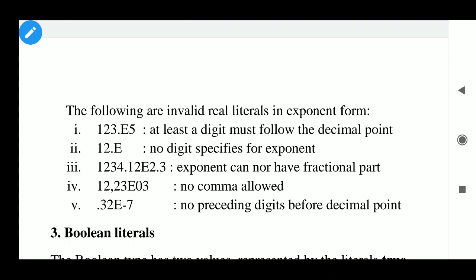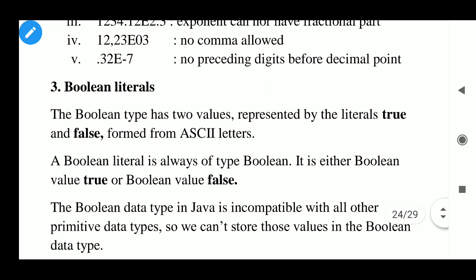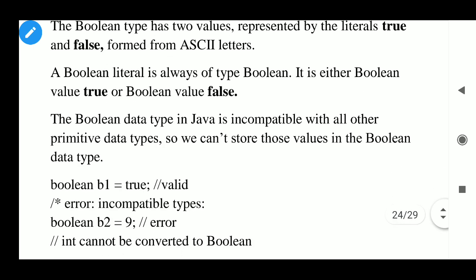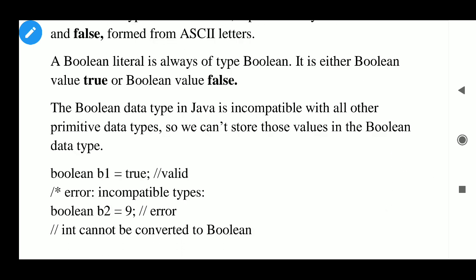Now come to the Boolean literal. The Boolean type has two values represented by the literals true and false, formed from ASCII letters. A Boolean literal is always of type Boolean. It is either the Boolean value true or the Boolean value false. The Boolean data type in Java is incompatible with all other primitive data types, so we can't store those values in the Boolean data type. So boolean b1 = true is valid.